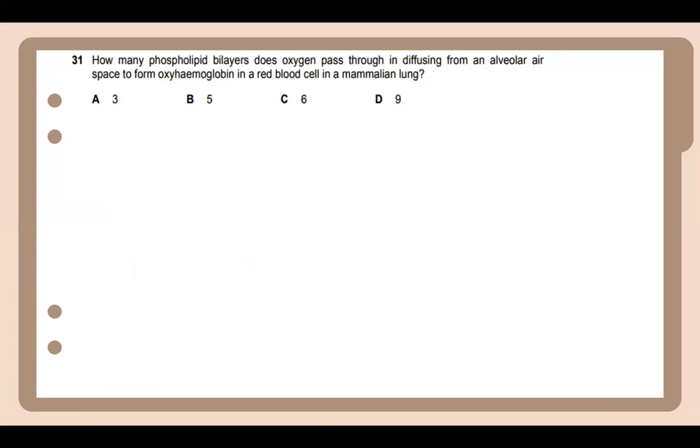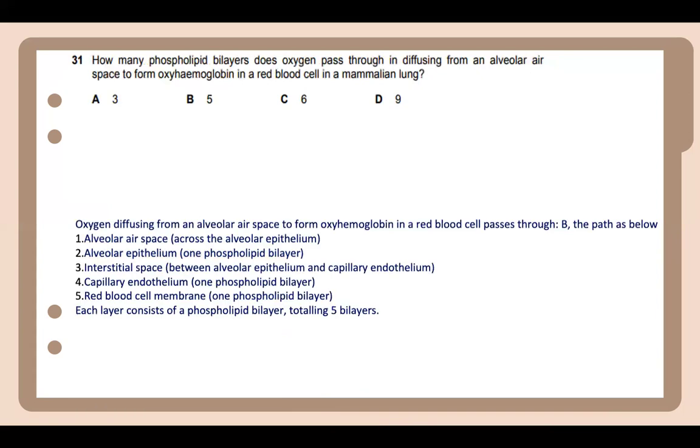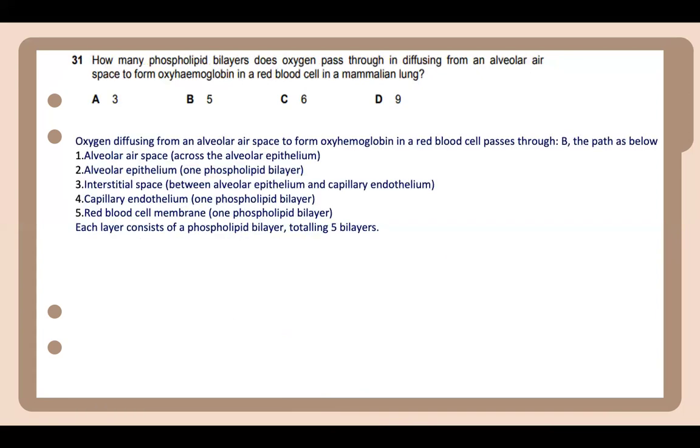How many phospholipid bilayers does oxygen pass through in diffusing from an alveolar air space to form oxyhemoglobin in the red blood cells in a mammalian lungs? Oxygen diffusing from an alveolar air space to form oxyhemoglobin in the red blood cells passes through 5 phases. So the path as stated below, first path is alveolar air space across the alveolar epithelium. Path 2, alveolar epithelium, 1 phospholipid bilayer.